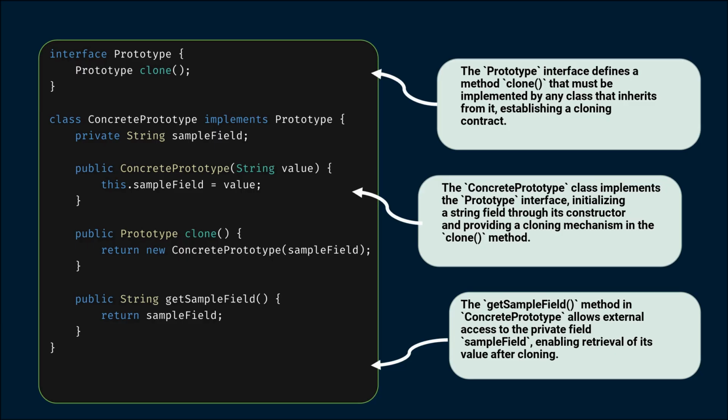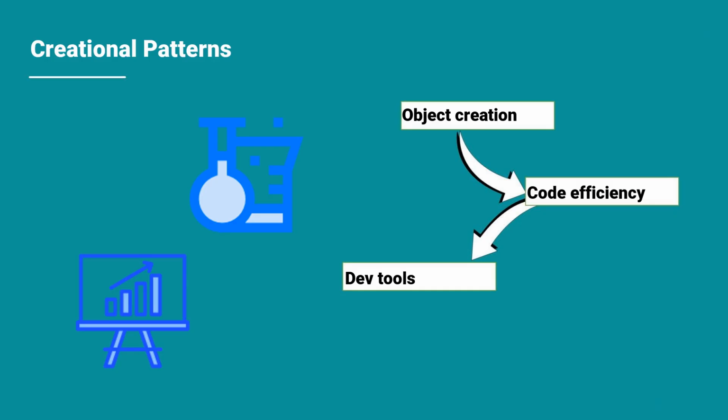This method ensures that clients can create new instances of Concrete Prototype without needing direct access to its constructor, thereby maintaining flexibility and decoupling client code from specific classes. This pattern is particularly beneficial when object creation involves complex processes, allowing for efficient and streamlined cloning instead. In conclusion, creational design patterns offer invaluable strategies to manage the complexity of object creation in software development.